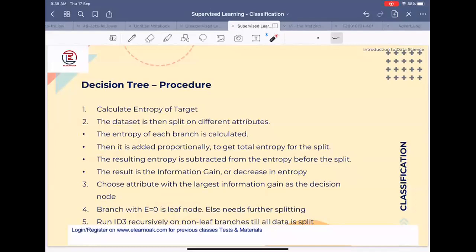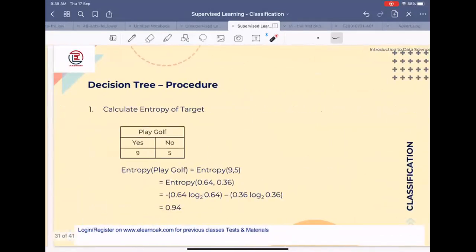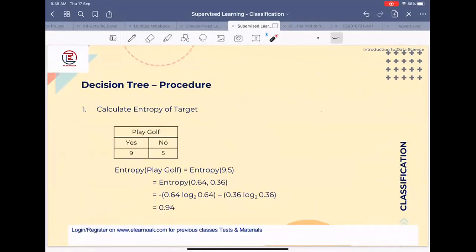If the entropy is not equal to 0, we will further need to split. How do we split? Using the same idea as we did in step 2, we will further split the data. We'll keep doing this recursively till we have all branches as leaf nodes. Once we have all branches as leaf nodes, then we will stop our recursive implementation. I know this is very confusing. Let's look at the steps in terms of the data that we have seen.